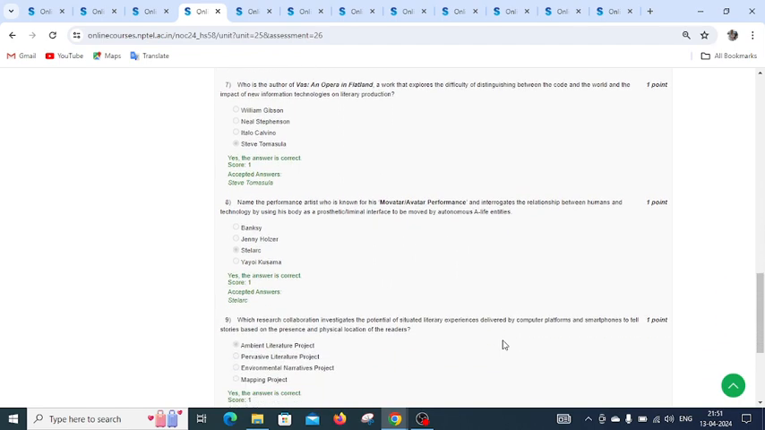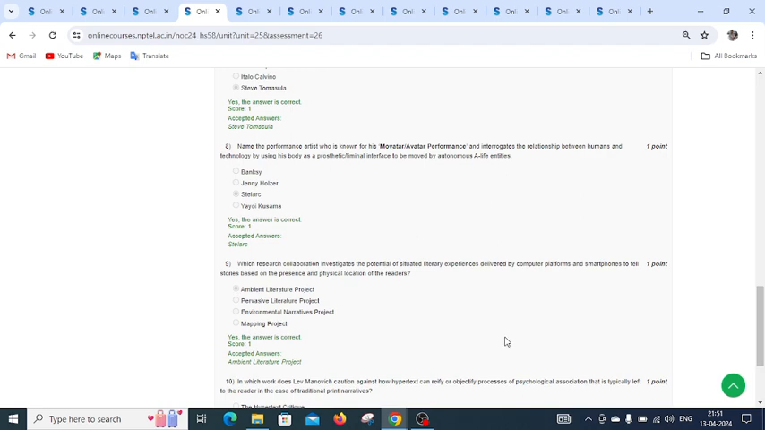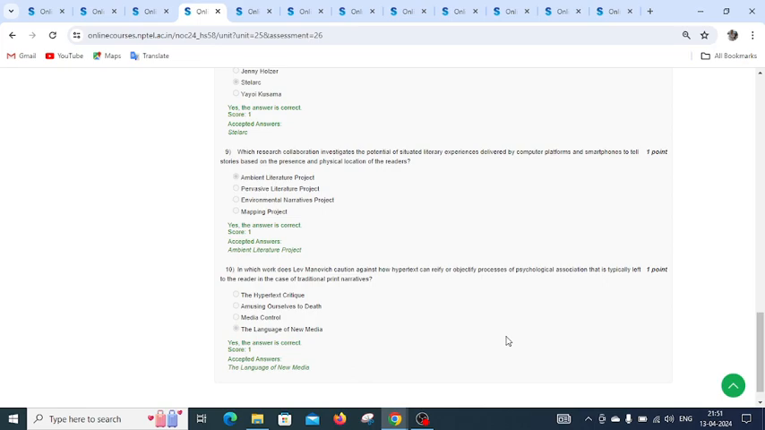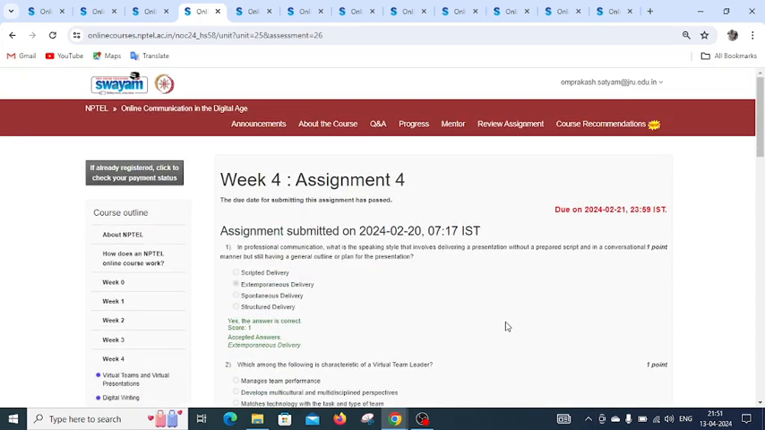Which research collaboration investigates the potential of a situated literary experience delivered by computer platforms and smartphones to tell stories based on the performance and physical location of the readers? And that is the Ambient Literature project. In which work does Lev Manovich caution against how hypertext can reify or objectify the process of psychological association that is typically left to the reader in the case of traditional print narratives? The Language of New Media is the right answer for week 4 assignment 4.